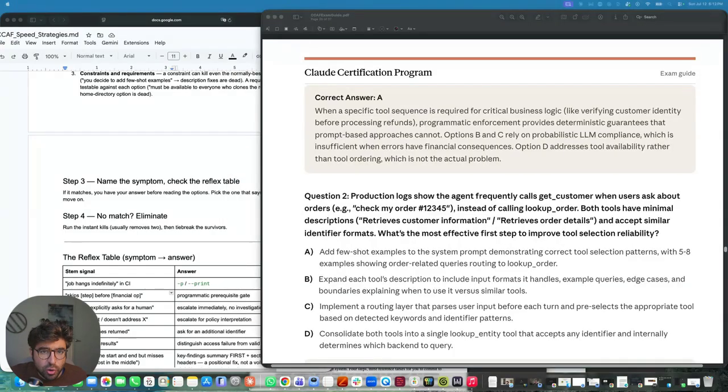Okay, now let's move on to question 2. So, like we always do, let's read that last sentence of the paragraph. What's the most effective first step to improve tool selection reliability? Step 1, the tail. Most effective first step. Those two words right there, first step, just change the entire question.